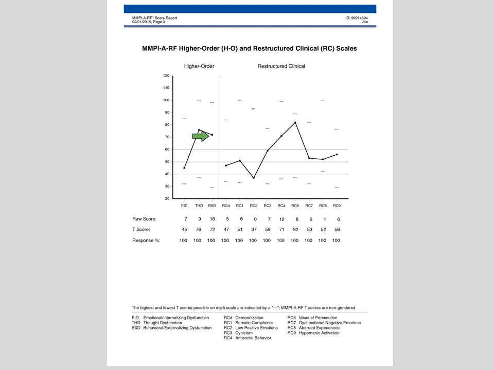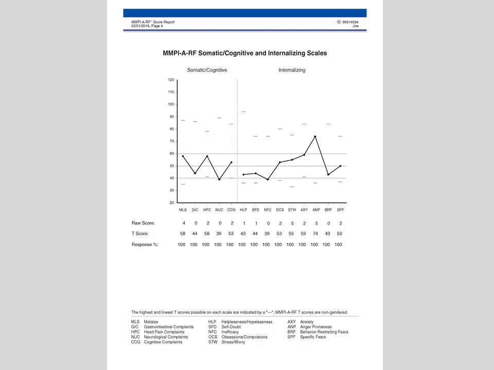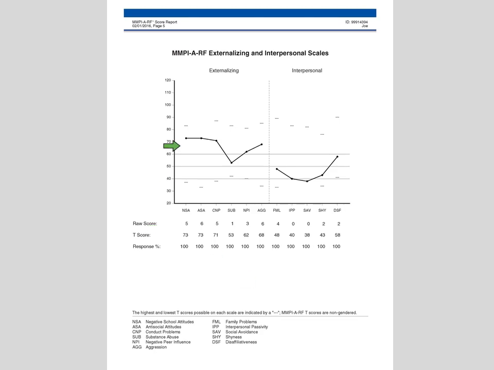Joe also elevates behavioral dysfunction. And of course, the pull downs for this on the second level are RC4 at 71, clinically elevated, and RC9 at 52, which is not elevated within a clinical range. If we pursue the RC4 elevation over to the externalizing scales, we note that he produced elevations on negative school attitudes, antisocial attitudes, conduct problems, negative peer influence and aggression. So in other words, all of the externalizing scales, with the exception of substance abuse, are elevated by him.